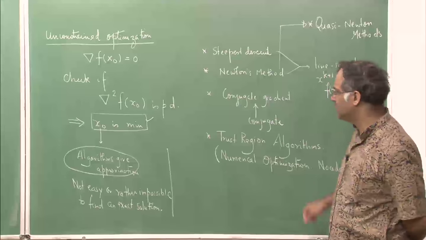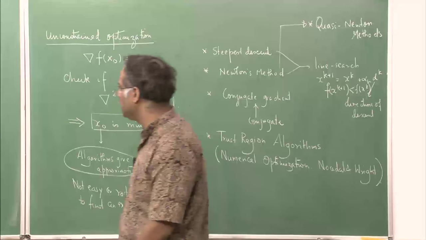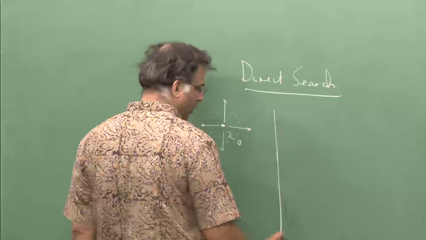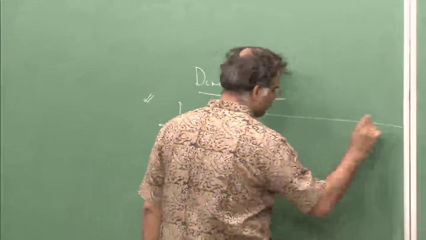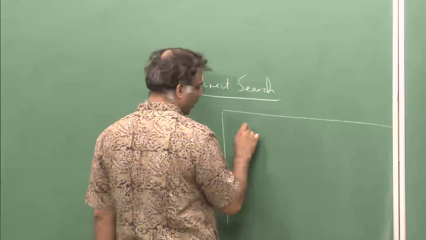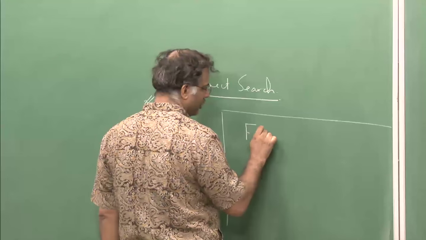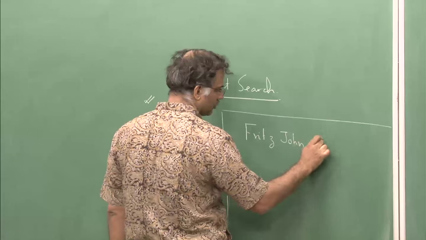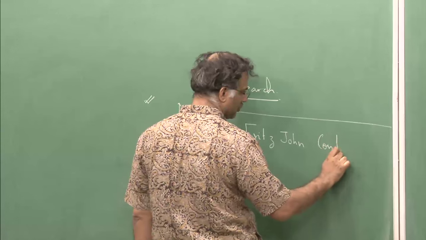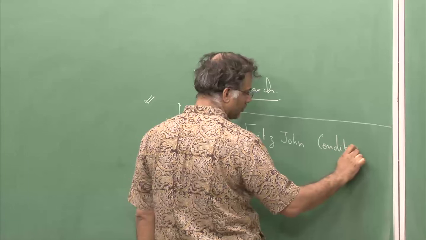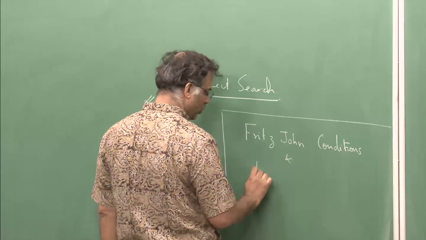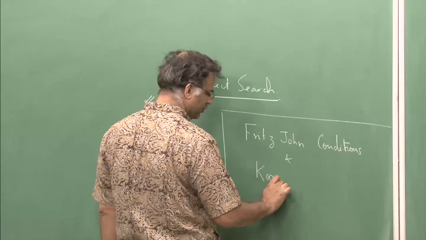So, once unconstrained optimization was done, we came to the heart of the matter. We came to study the constrained optimization problems, where we studied the Fritz John conditions and Karush-Kuhn-Tucker conditions.